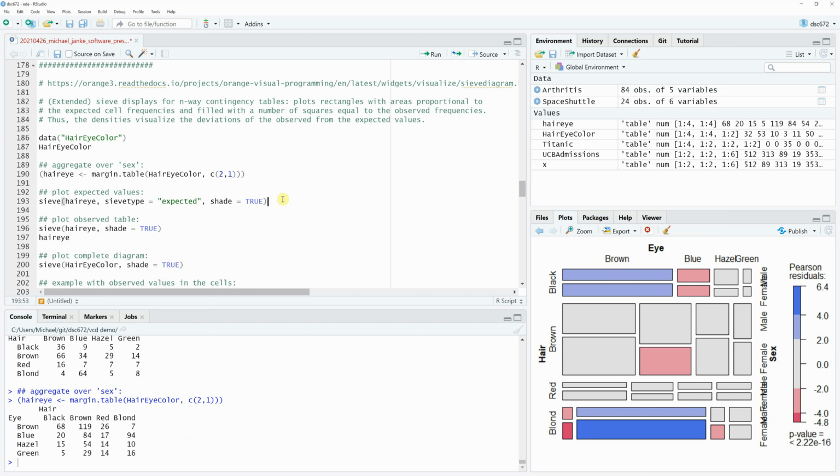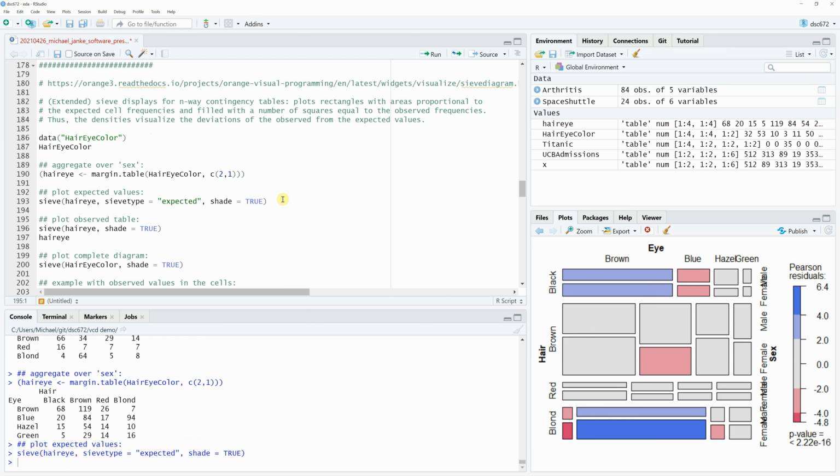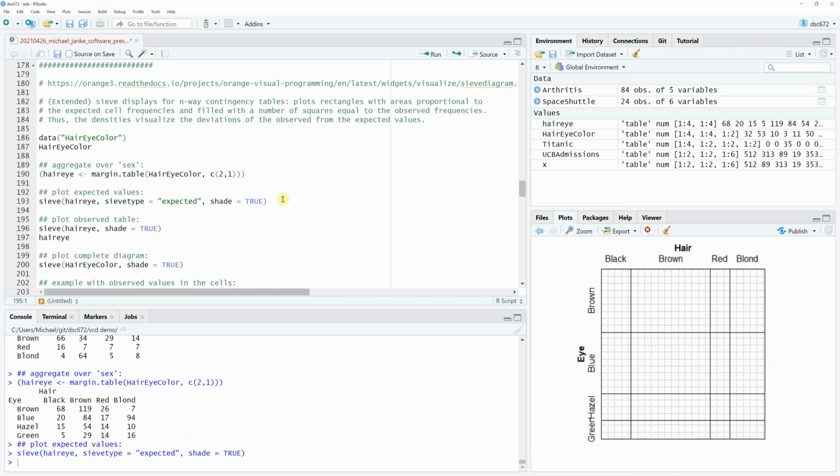So here's a first example plot, and we're telling it to only show us the expected values. The size of the large rectangles or squares are the expected values, and the small ones inside are the observed values. So it gives you some way to compare the proportion.